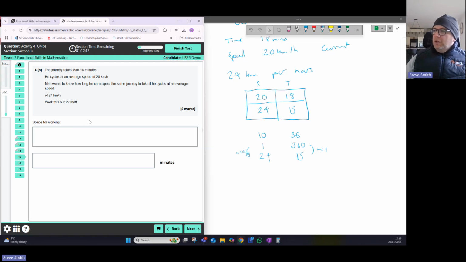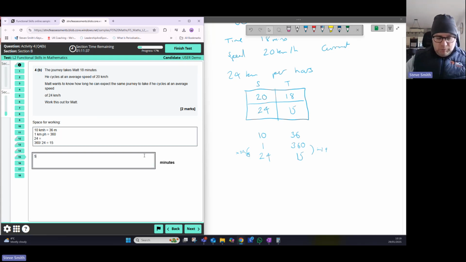Oh, no, I need to put workings out. So what would I have done here? I'd have said 10 kilometers per hour equals 36 mins. 1 kilometer per hour equals 360. Therefore, 24 equals 360 divided by 24, which equals 15. 15 mins. So put that.